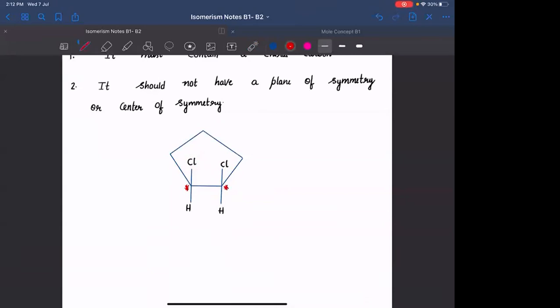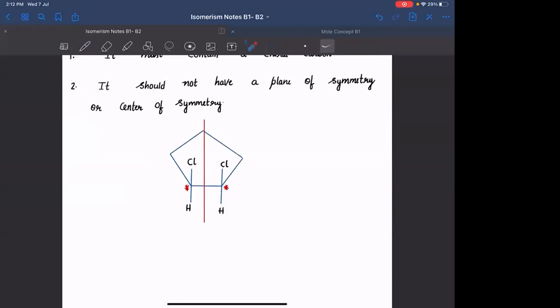Clear hai? Even though it has chiral carbons, is this molecule chiral overall? No, sir. No. The reason is it is having a plane of symmetry. Okay, I have not drawn the molecule symmetrical, but this is having plane of symmetry, right?